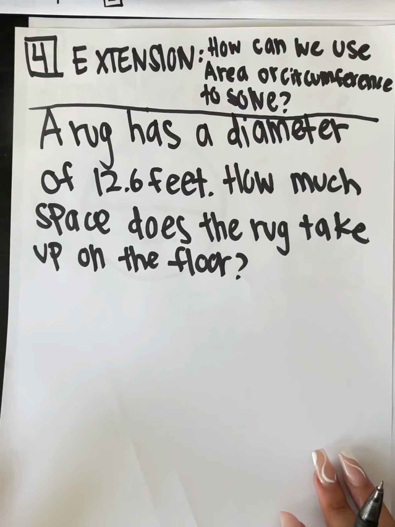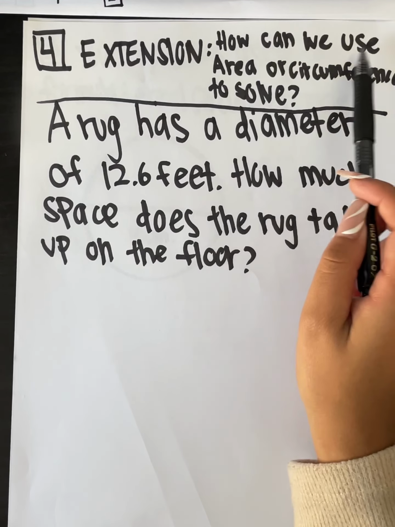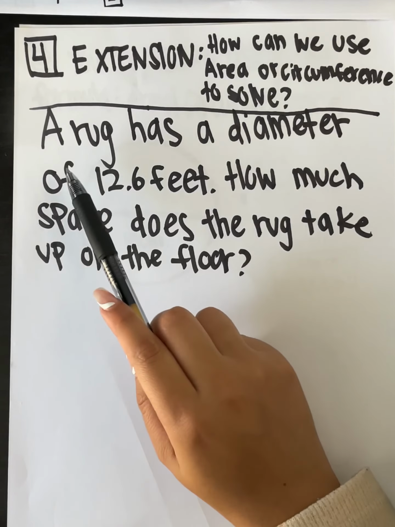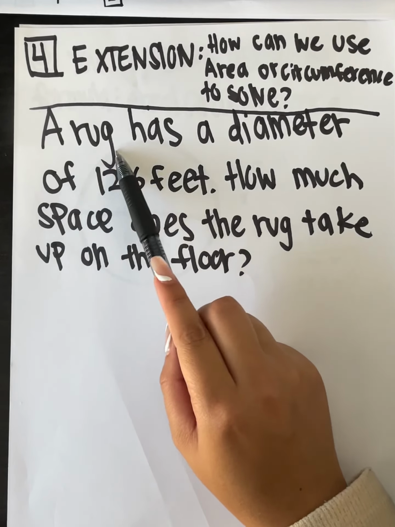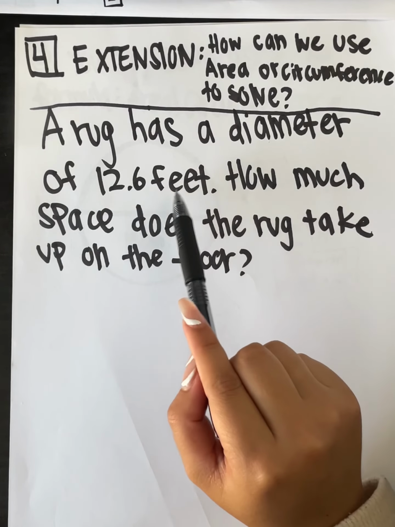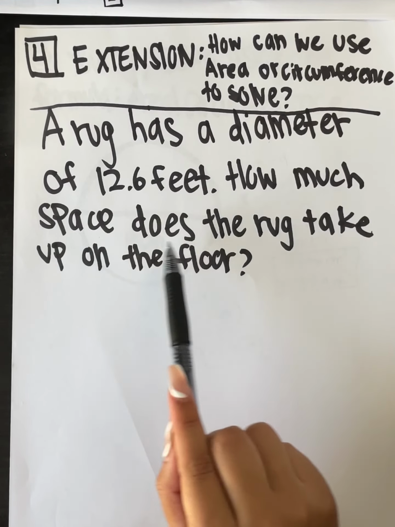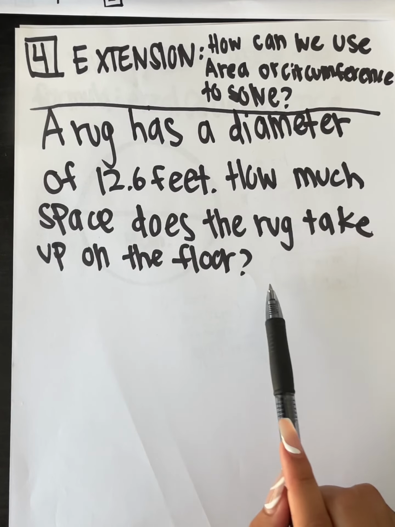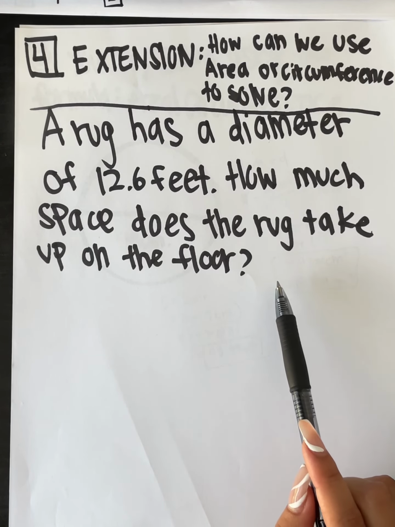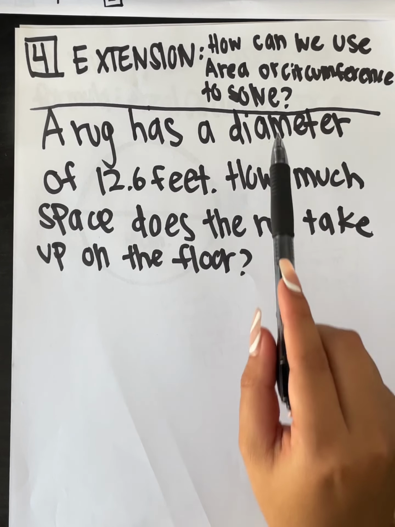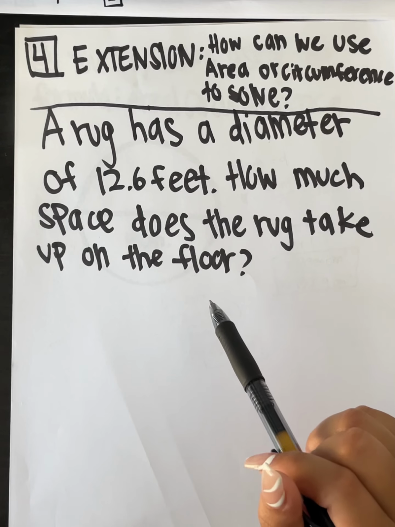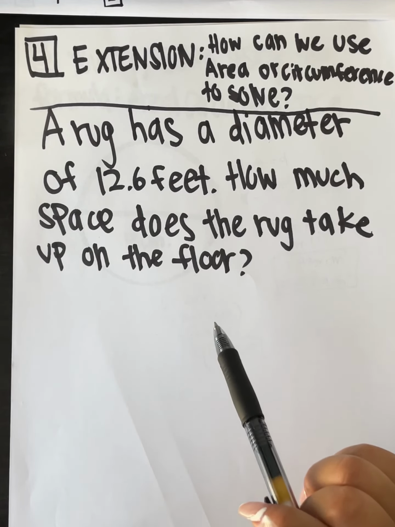And our extension. How can we use area or circumference to solve the question? It's a word problem, so a rug has a diameter of 12.6 feet. How much space does the rug take up on the floor? So think about what area stands for, what circumference stands for, the formulas, what you're given, and try and draw a picture and try to solve this problem, and we'll talk about it in class tomorrow.